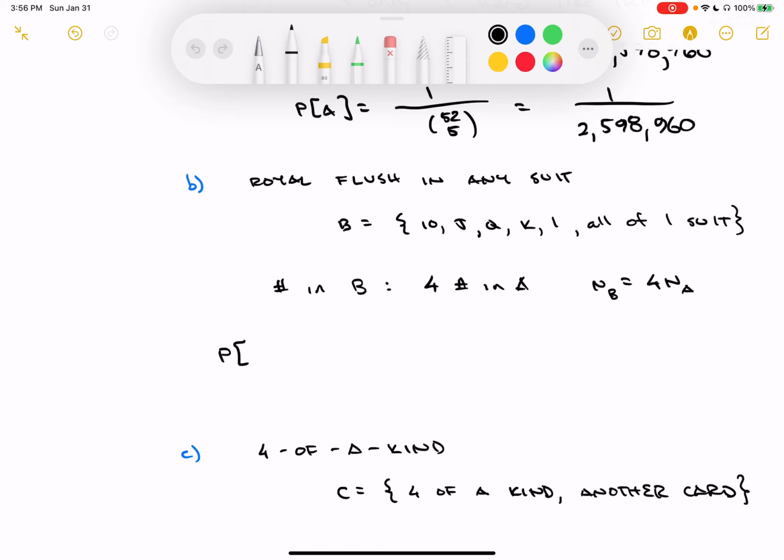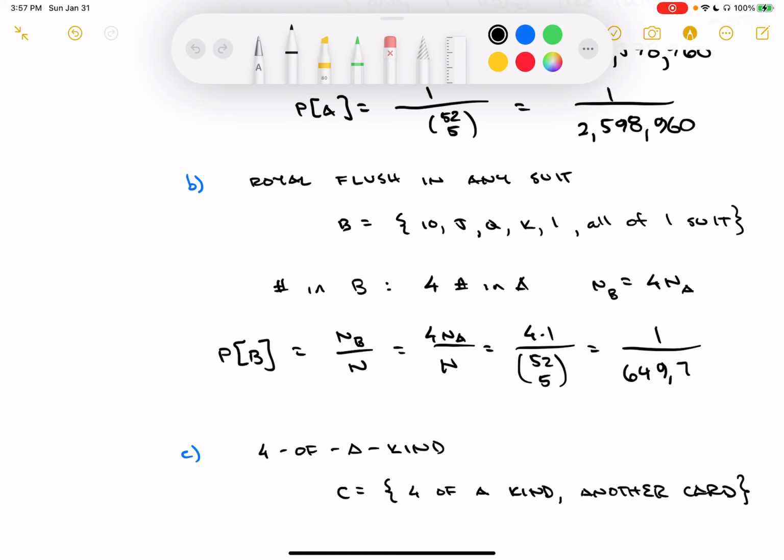What's the probability of B then? Well, that's the number in B over the total number of hands. We'd already computed the total number of hands, and we also know the number in A was just 1. So that's 4NA over N, which is 4 times 1 over 52 choose 5. So that's 4 over that 2.5 million figure. If you simplify that a bit, you get 1 out of 649,740, something along those lines.